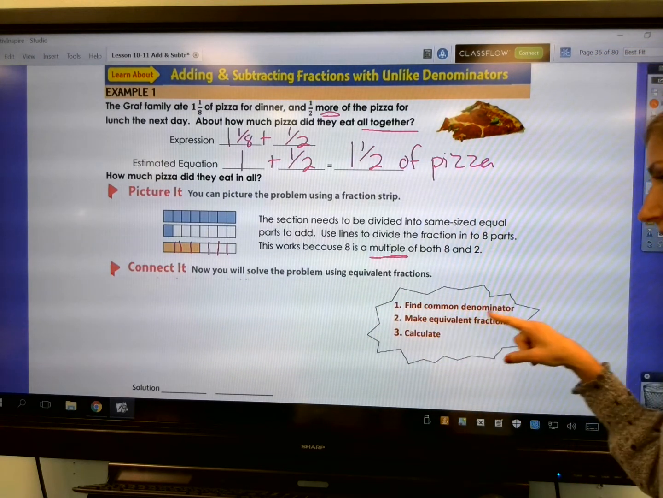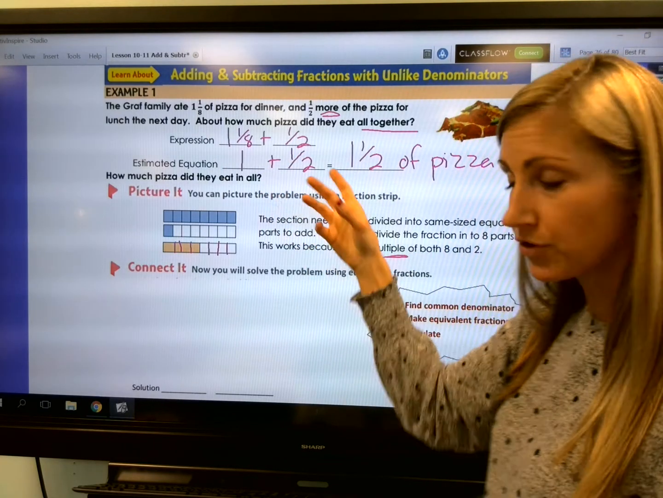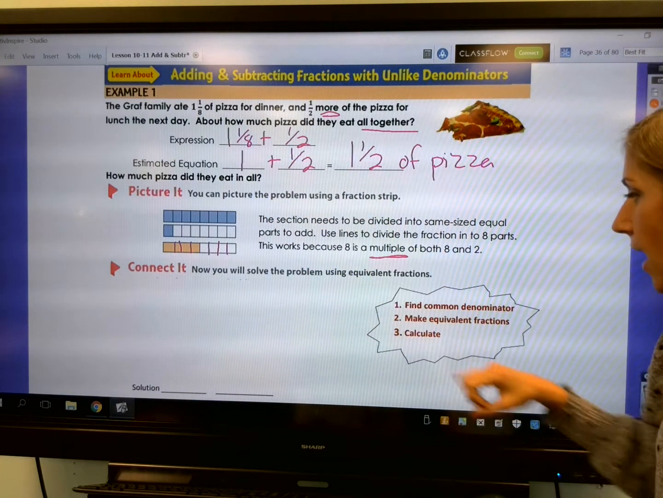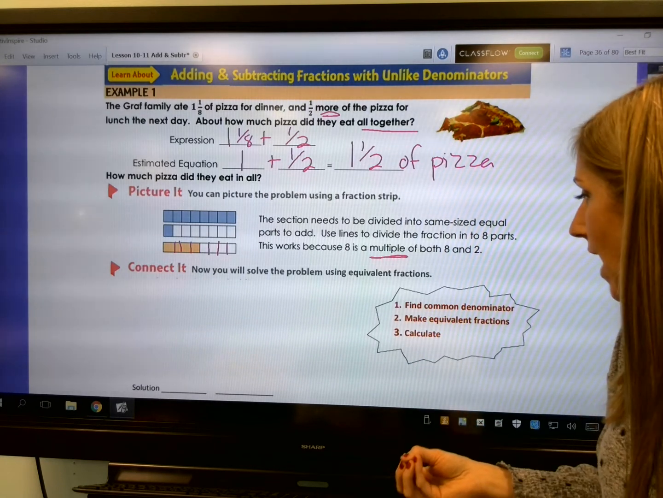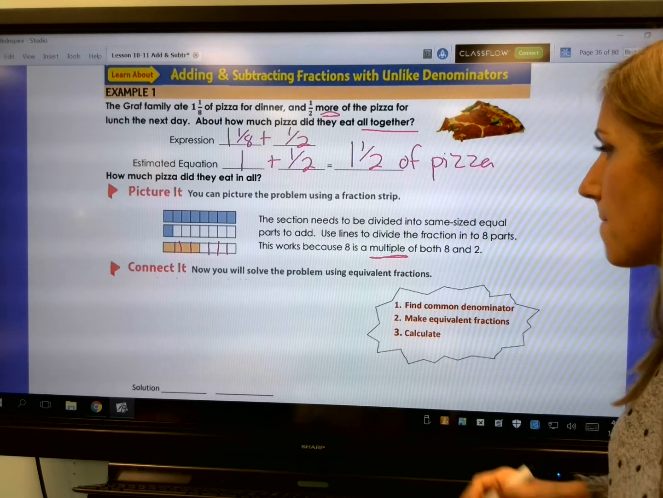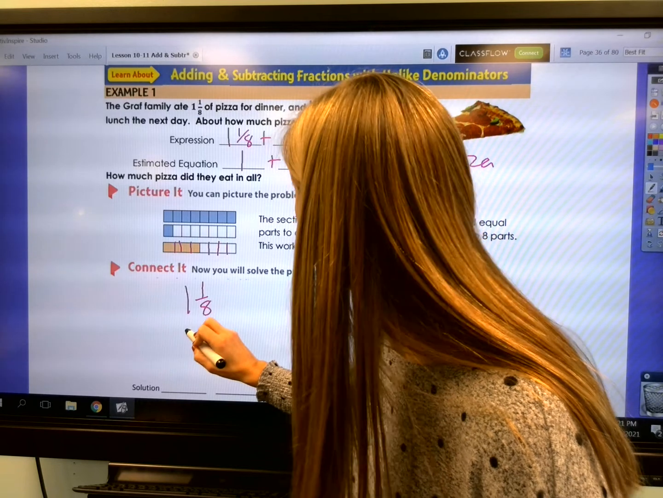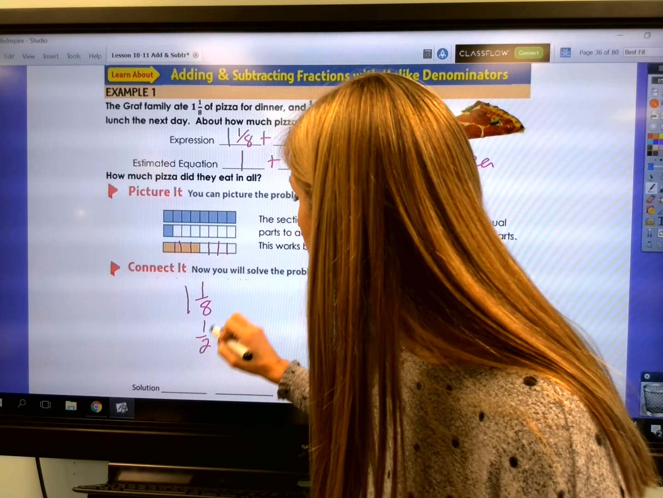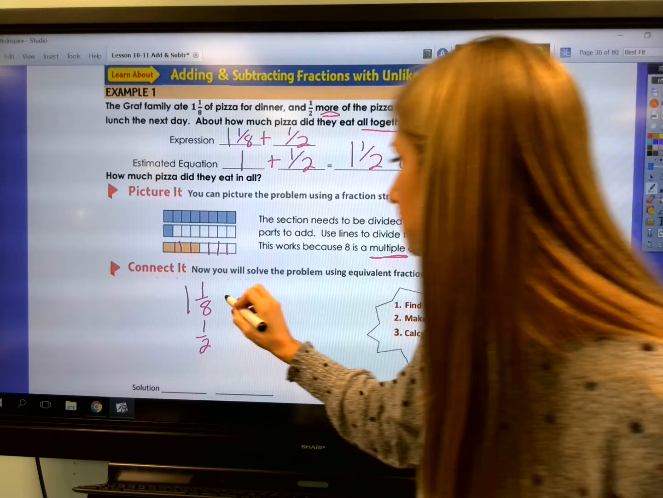First, we are going to find a common denominator for each of these fractions that works for each of the original fractions, and then make the equivalent fraction so that we can then actually add, and that would be the calculating. And there's some things that we might need to consider along the way with that. So we have 1 1/8, and we have a half, and I like to line them up so I can show what they equaled for you.